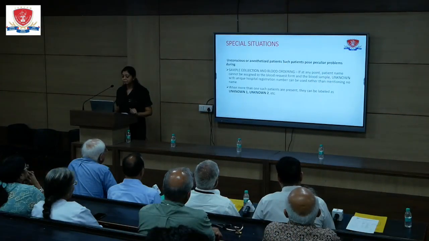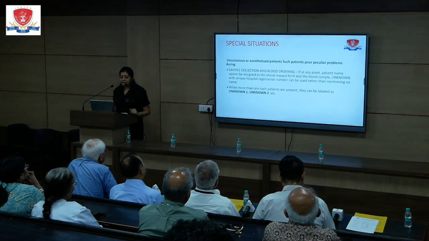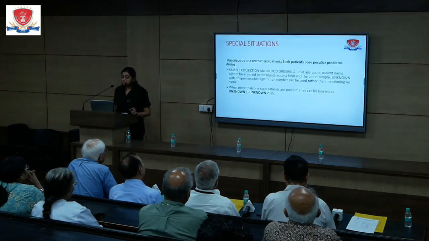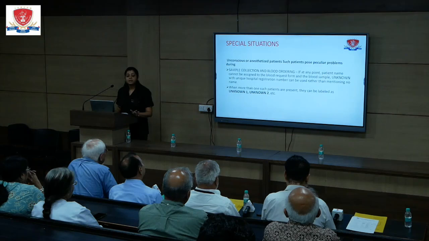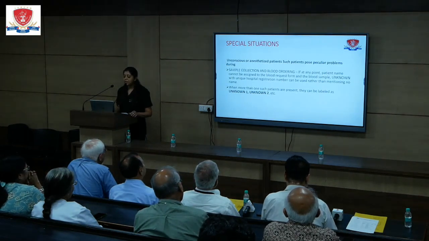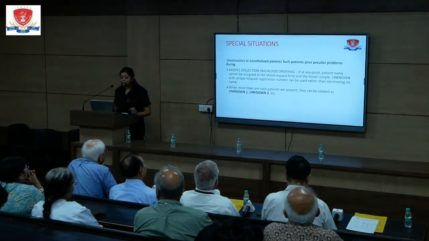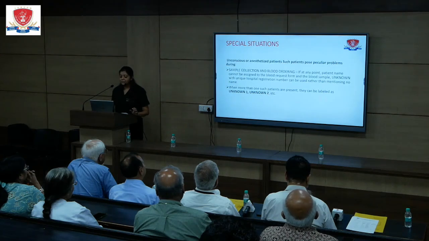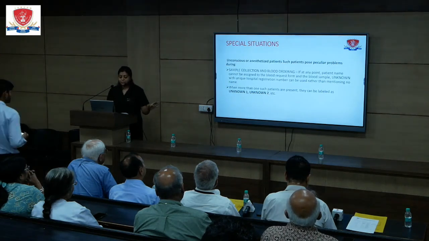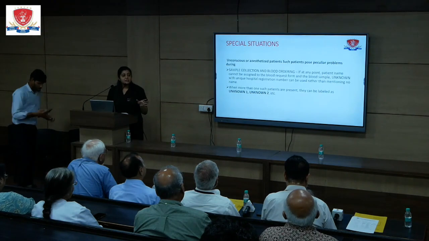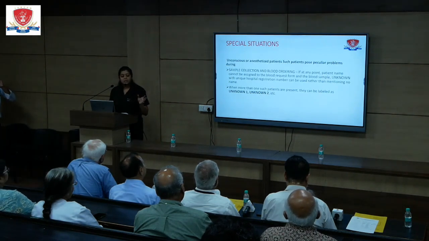Special situations: unconscious patients, anesthetized patients. These patients pose peculiar problems during sample collection and blood ordering. If at any point a patient's name cannot be assigned to the blood request form and blood sample, an unknown with a unique hospital registration number can be used rather than mentioning no name. When more than one such patient is present, they can be labeled as unknown 1, unknown 2, and so on.